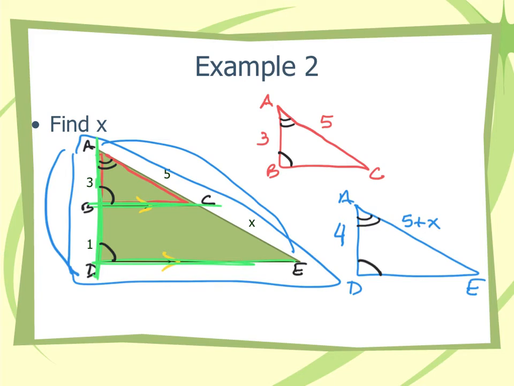So again, I'm going to take the two sides that are going straight up and down, and I can show that this one and this one match. So I'm going to put 3 over 4. And then I'm going to match this hypotenuse here, this longer side, saying 5 over 5 plus X.